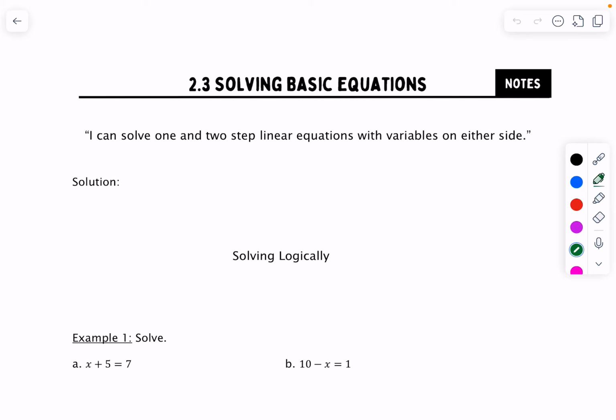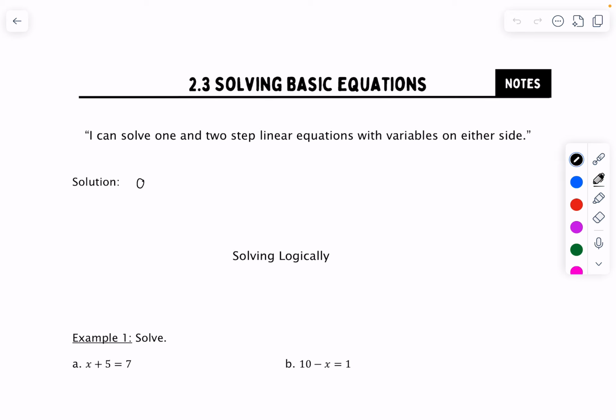Welcome back. In today's lesson, we're going to start solving. Solving is something you've been doing in middle school, so hopefully a lot of this is review, but I'm going to start off pretty slow and take it one step at a time. So for our first foray into solving, we're just going to solve 1- and 2-step equations with variables on either side. So the first thing I want to make sure we know is what a solution is.